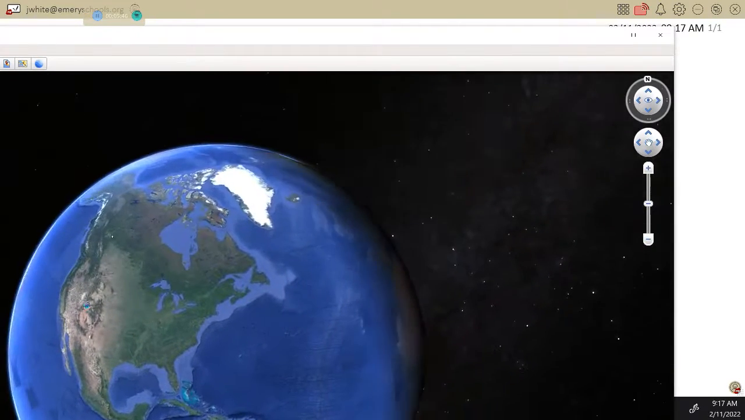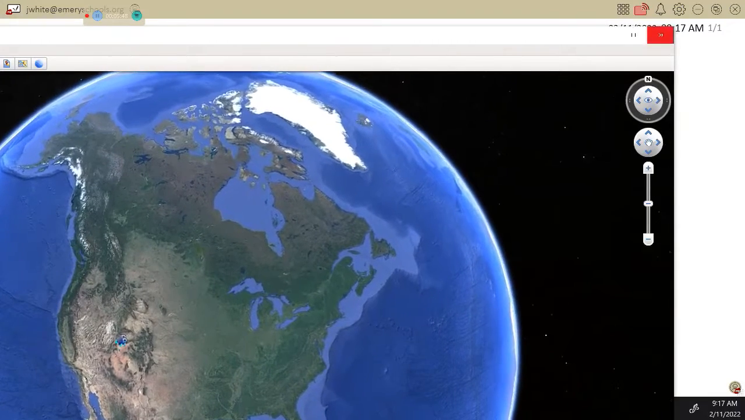Okay, let's pull up Google Earth. You know what? Google Maps might be better. That might be easier to see.